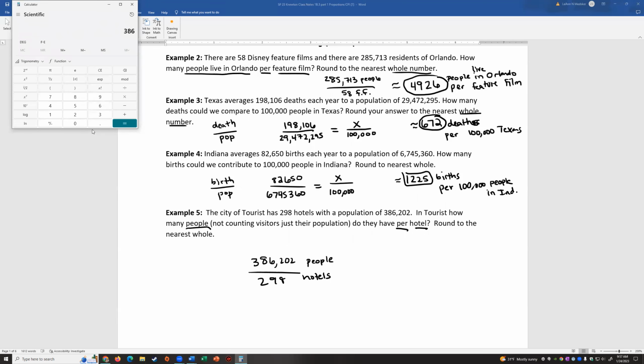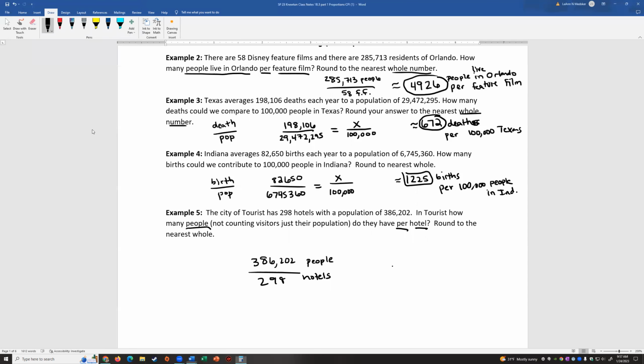So 386,202 divided by 298, rounded to the nearest whole. That'd be 1295.9. So that 0.9 is going to bump that up to a 6. So 1296 people per hotel. So if everybody in their country had to go live in a hotel for the evening, they would roughly have about 1,296 people per hotel. All right, so we're going to flip over to the next page.